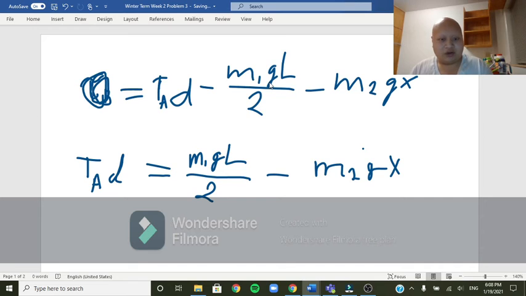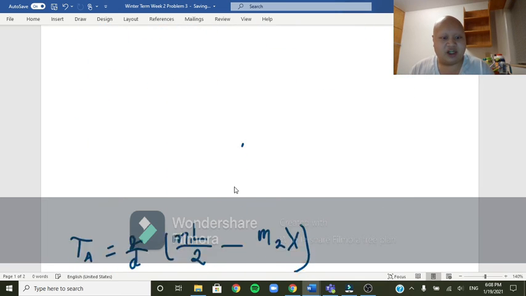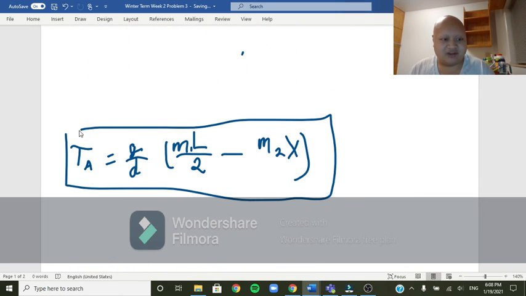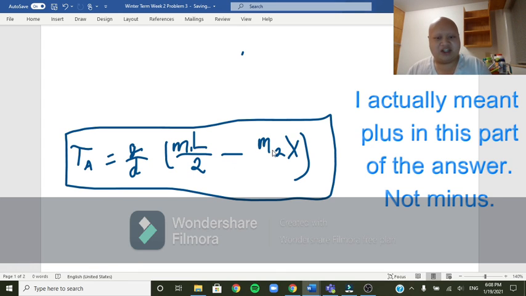So what I did was move the tension on A times D to the opposite side, and then multiply everything by -1. And then after that, you can factor out the G's, and the G is over here now. And then to isolate tension of A to get your final answer, divide both sides by D, and there you go. You have your answer. The tension in A equals the gravitational acceleration over distance D times the quantity of mass 1 times length L over 2 minus mass 2 times distance X. And there you go. That is your answer for problem 3.